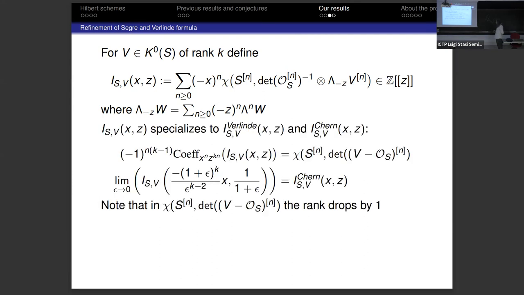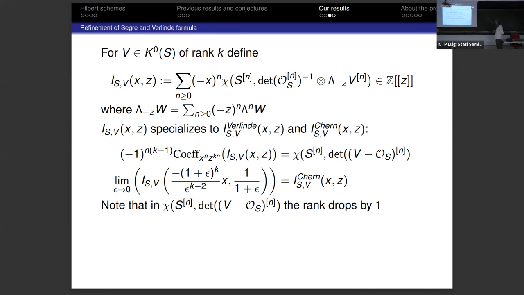And so we can look at this thing, and now one can see that this specializes both to Verlinde and Chern. The first thing is kind of easy. For simplicity, assume that V is just a vector bundle of rank k, then V_n has rank n times k. So lambda to the n times k of this thing is the determinant of V_n. So if we take the coefficient of x to the n, z to the nk of this expression, because of the sign we had here, this is just the holomorphic Euler characteristic of this.